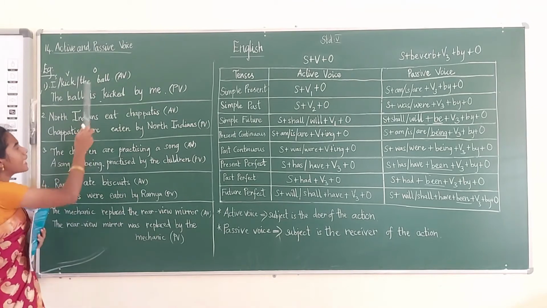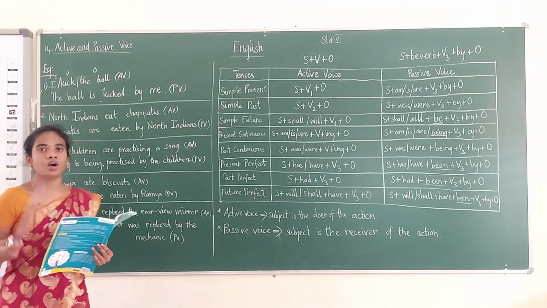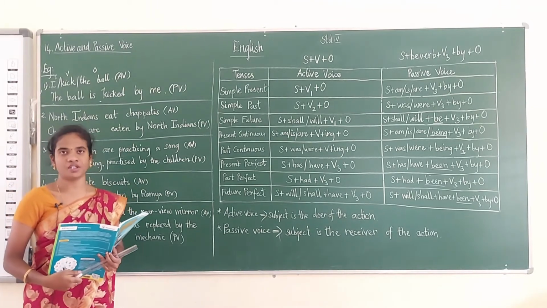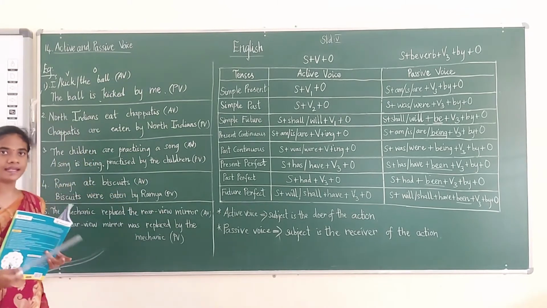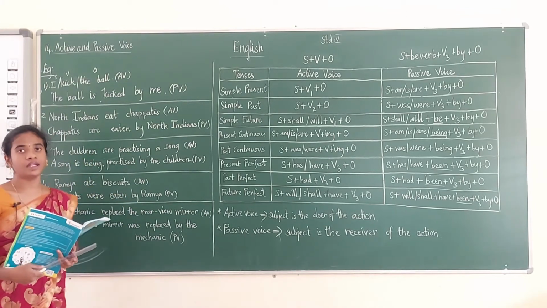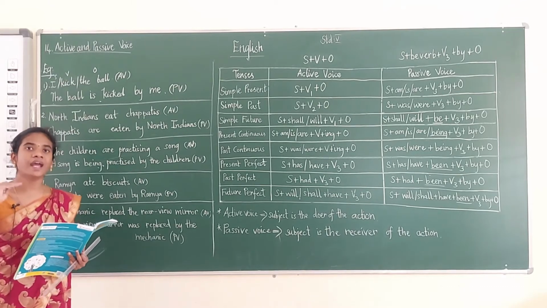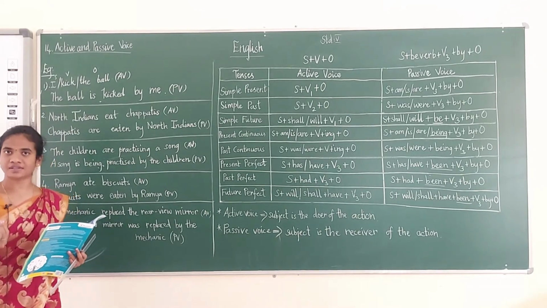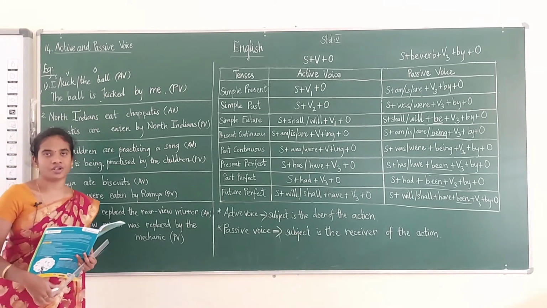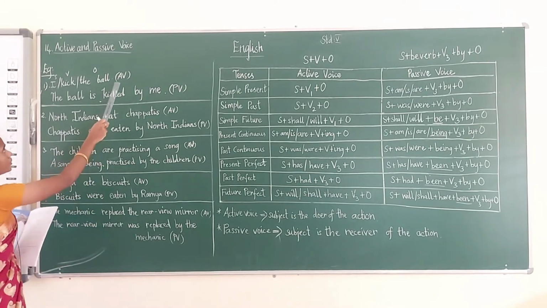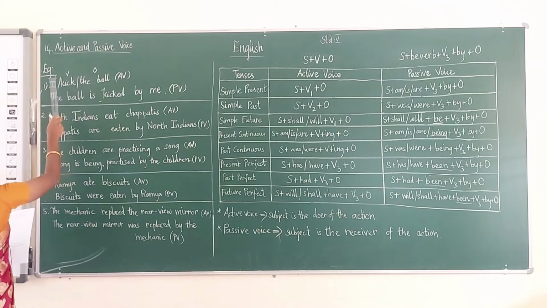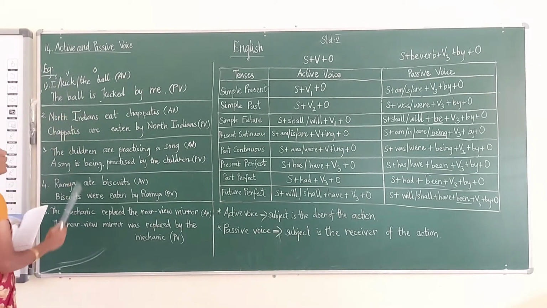The ball. If it answers the question what or whom, it is the object of a sentence. You can easily find the object by asking the question what or whom. If it answers these questions, then this is the object of the sentence. So in active voice we have found the subject, verb and the object.